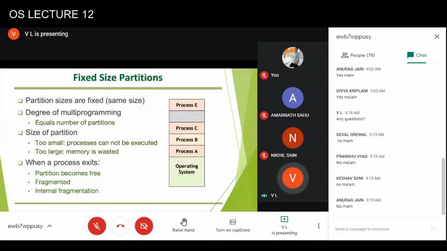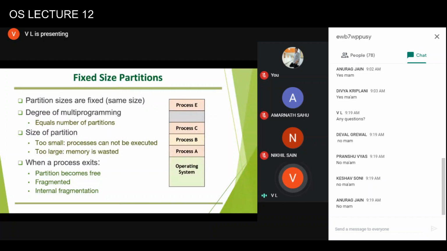Now, naturally, the maximum number of processes that can be allocated will be equal to the number of partitions. When I'm talking about the number of partitions, I'm assuming only the partitions which are available for user processes. The partitions which have been allocated to the operating system are not being counted here, okay? So it is equal to the number of partitions which are available for user processes.